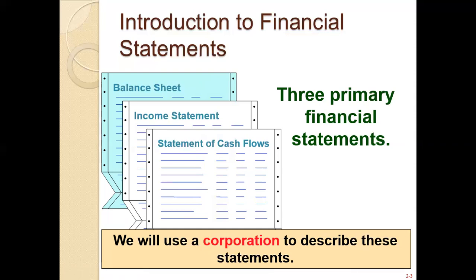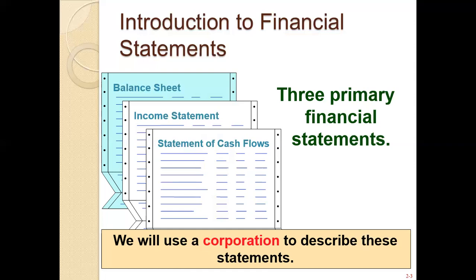Fine. The last one is the statement of cash flow. The statement of cash flow is simply an ending-year statement. It shows how much cash a company receives and how much cash a company spends. Simply the inflow and the outflow of cash. Okay, that's some of the definitions.